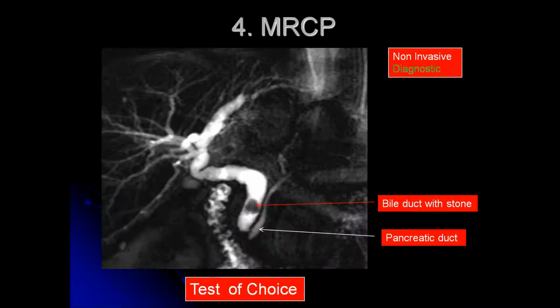Next slide. But when it comes to the best investigation, our money is on MRCP. This is the test of choice, because it is not only non-invasive, it is very sensitive, and there is a 95% chance that we will not miss a stone in the bile duct. So as you can see in this picture, there is a solitary stone in the bile duct, and you can also visualize the pancreatic duct. So the MRCP is the test of choice.